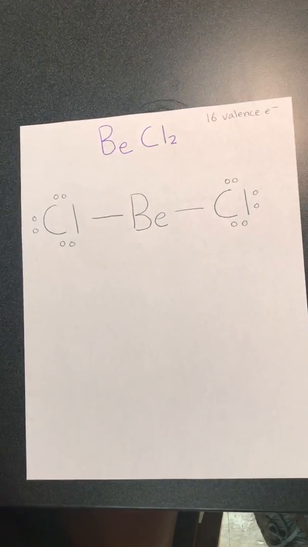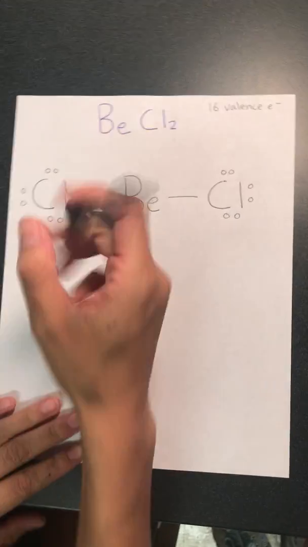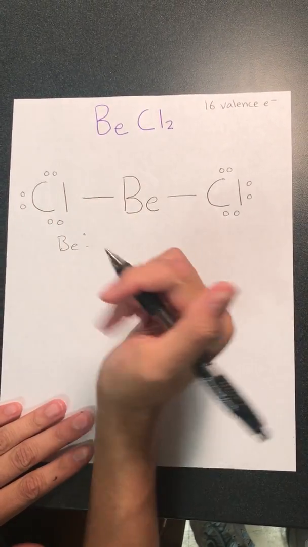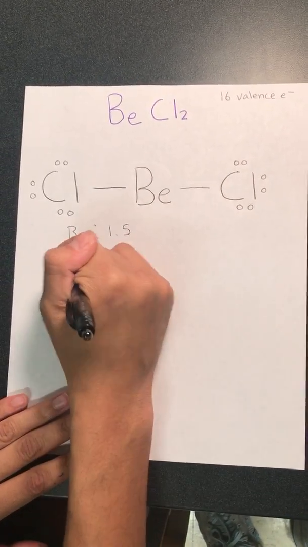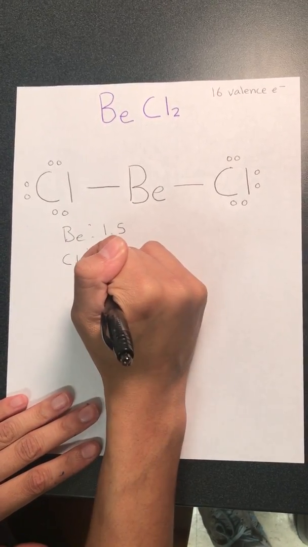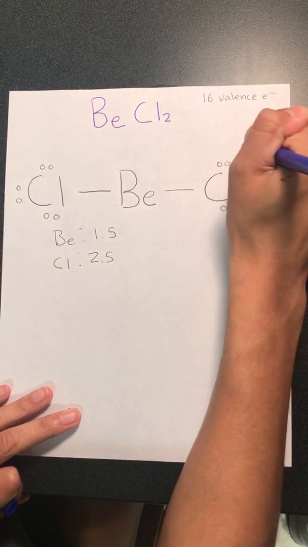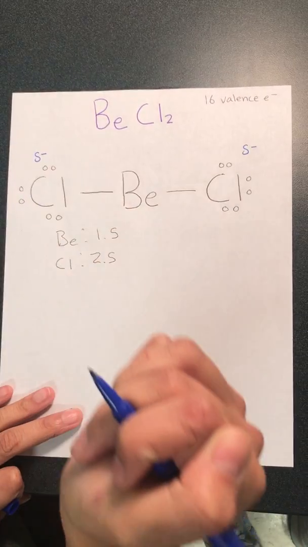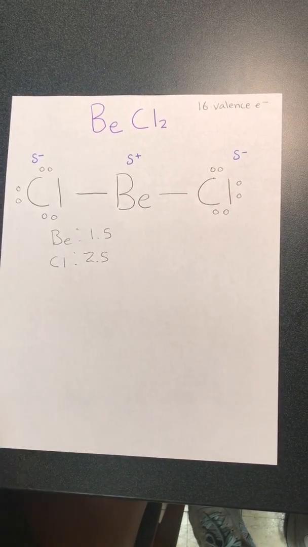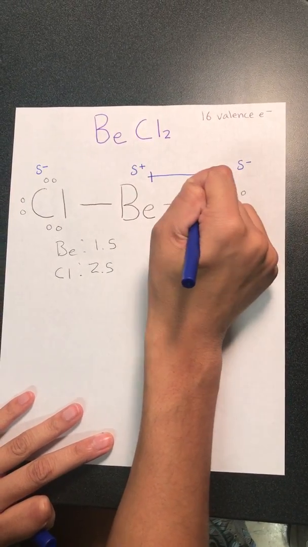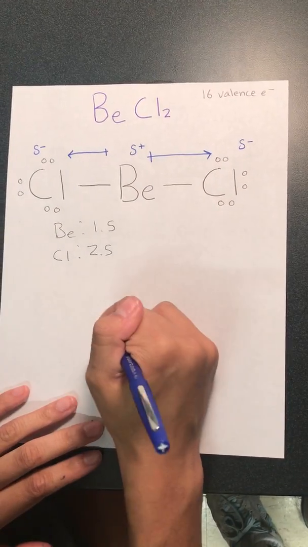Our next molecule is BeCl2. So again, we have our Lewis dot structure. The electronegativity of beryllium is 1.5, and the electronegativity of chlorine is 2.5. So chlorine, with the highest electronegativity, gets the partial negative charge, and then beryllium will get the partial positive charge. And our bond dipoles go from partial positive to partial negative. We will draw our molecular structure.